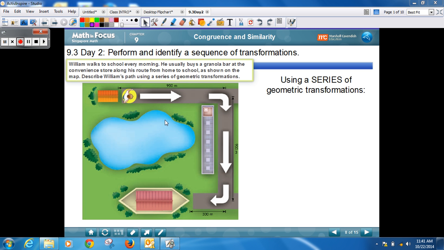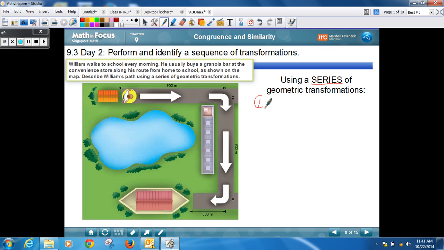9.3 day 2 is talking about performing and identifying a sequence of transformation. So a sequence is when there's more than one transformation happening. So this first example says William walks to school every morning. He usually buys a granola bar at the convenience store along his route from home to school, as shown on the map. Describe William's path using a series of geometric transformation. Anytime that it says a series of them, that's more than one.